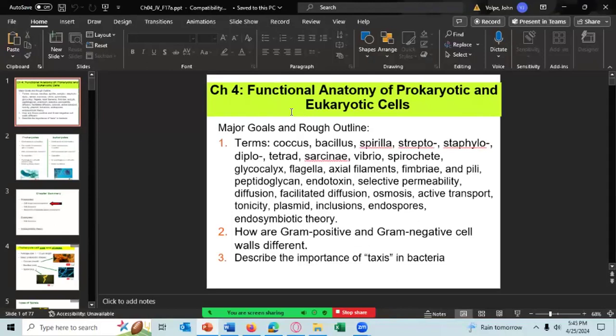As is normal, I show you an introductory slide listing the major goals and the rough outline of the lesson. Chapter 4 is the functional anatomy of prokaryote and eukaryote cells. Let me warn you that if we have time, which I almost never do, we will talk about the anatomy of prokaryotic cells. But eukaryotic cells, you should have learned in Biology 160. So if I run out of time, I'm not going to cover it in this lesson, and then we'll move on to the next lesson, chapter 5. But you will be held responsible because it's something that should be just review for you. And I do have the information in my slide here.